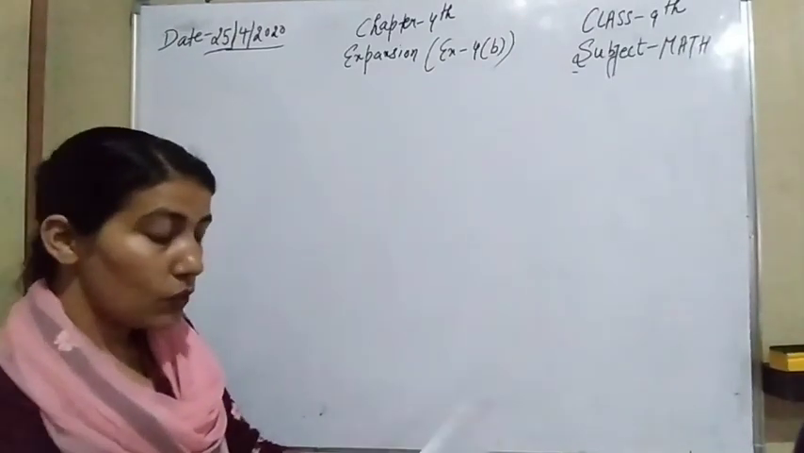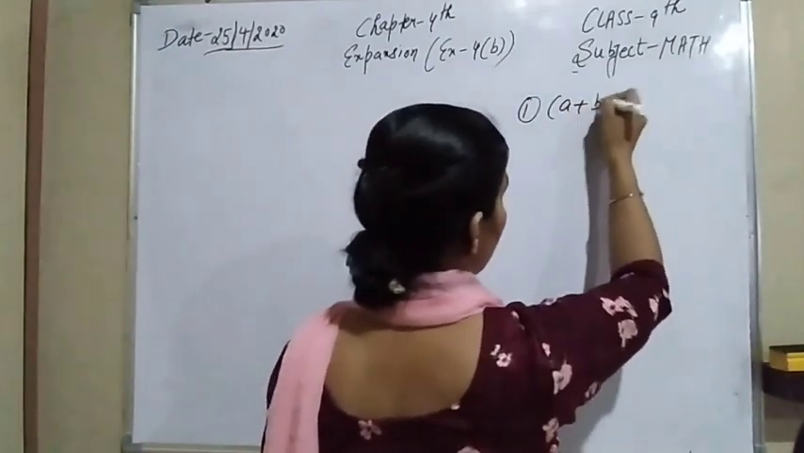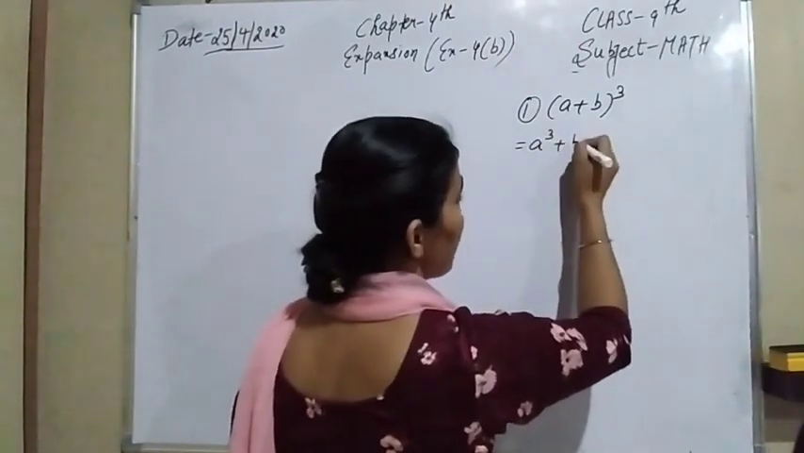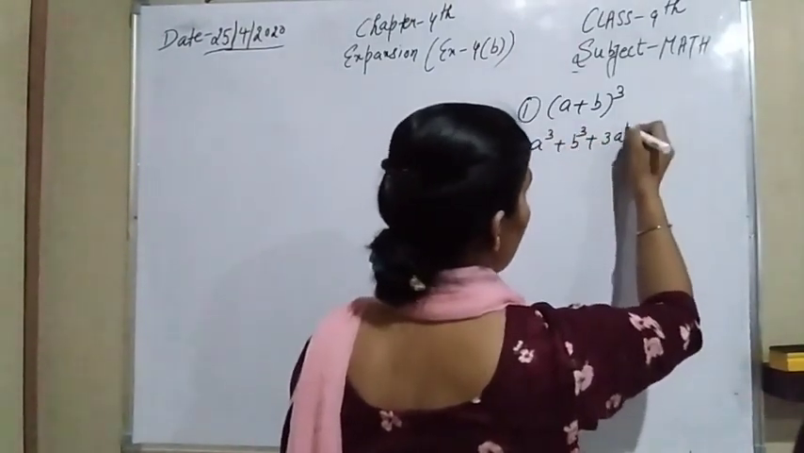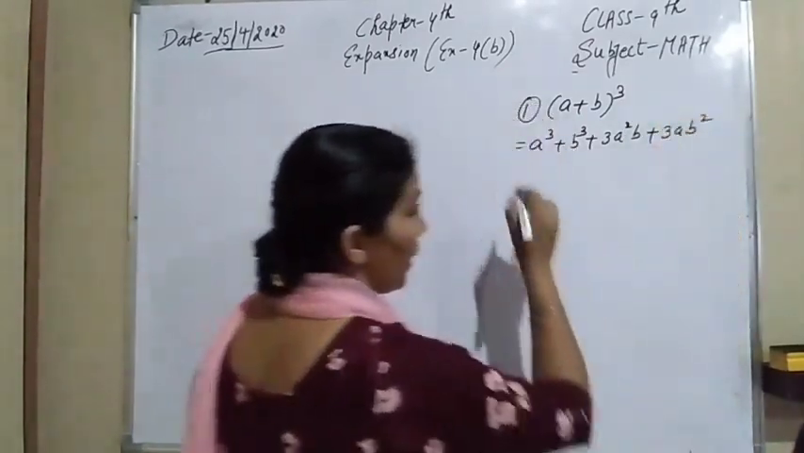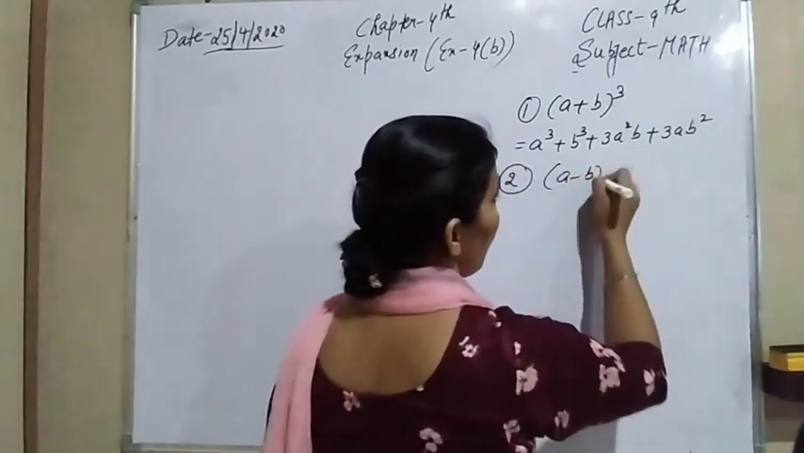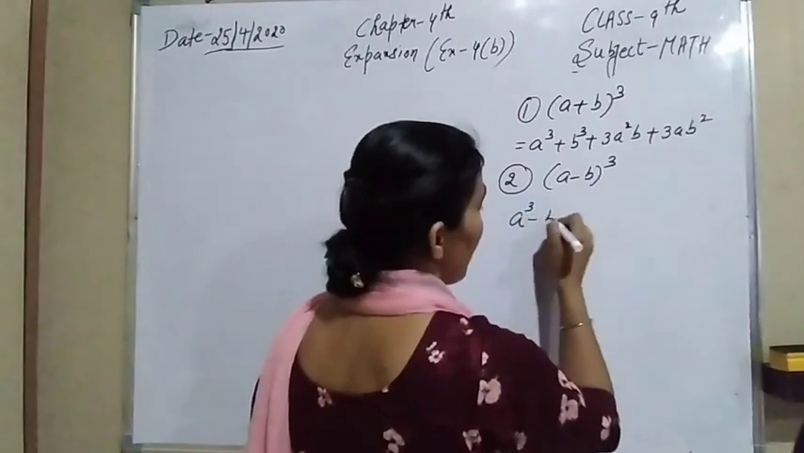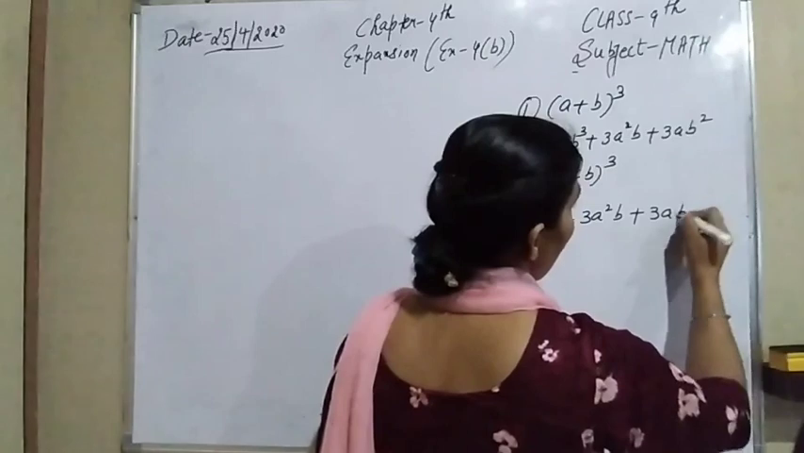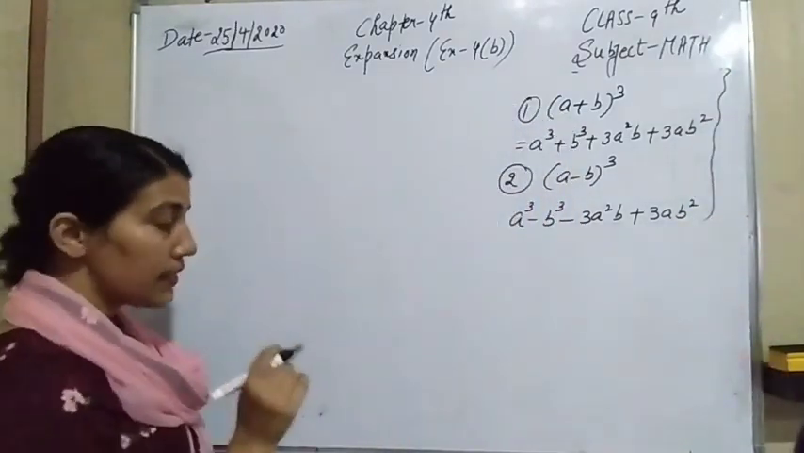The first identity which will be used in this worksheet is (a plus b) whole cube, that is equal to a cube plus b cube plus 3a square b plus 3ab square. And the second identity which will be used in this worksheet is (a minus b) whole cube, that is a cube minus b cube minus 3a square b plus 3ab square. These two identities will be used in this worksheet. Now let's start its first question.